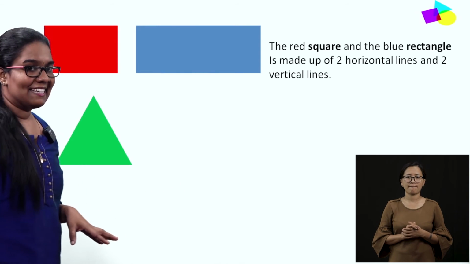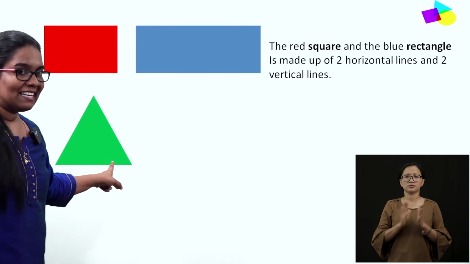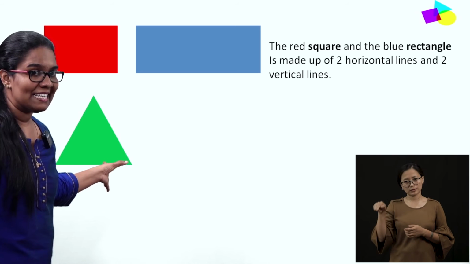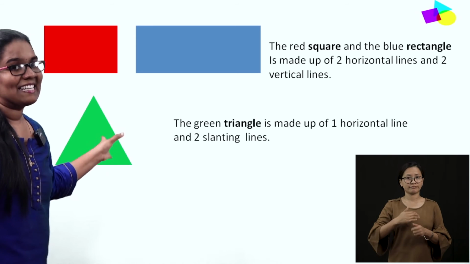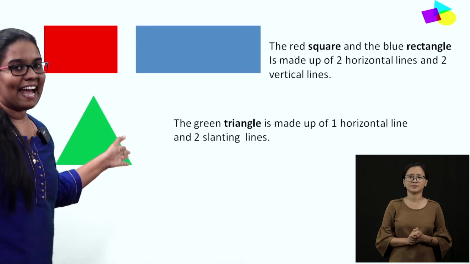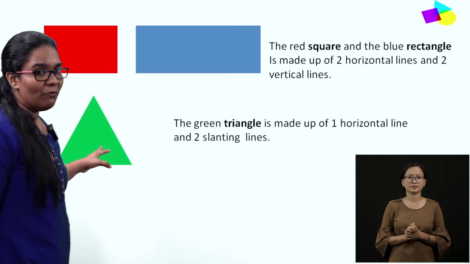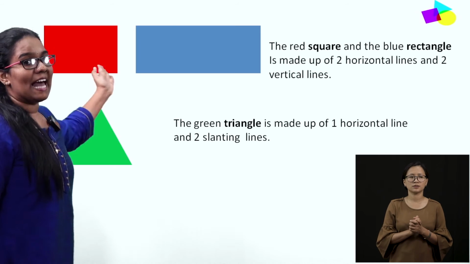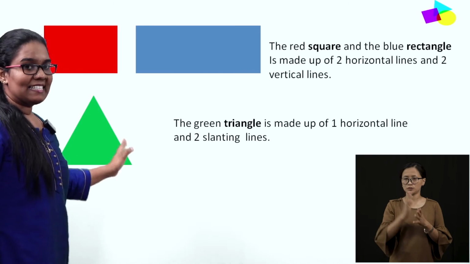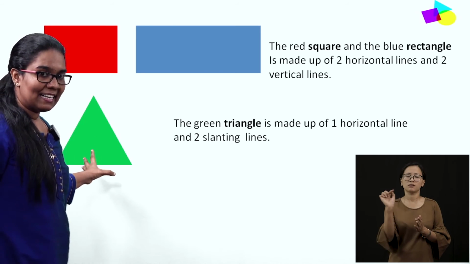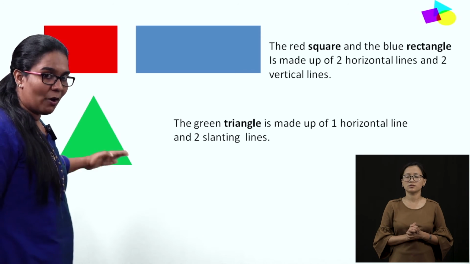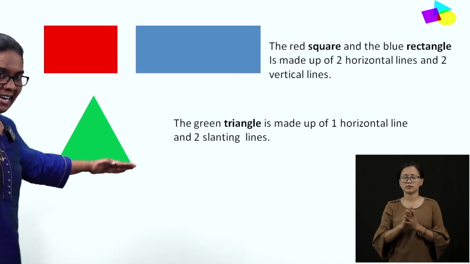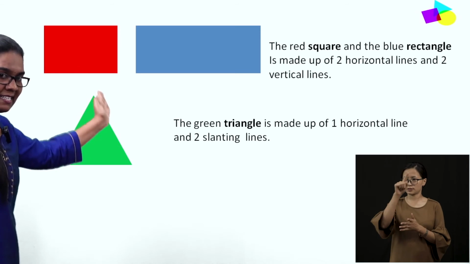Then here, which shape is this? Which plane figure is this? Yes, it's a triangle. It's a green triangle. It's made up of one horizontal line and two slanting lines.